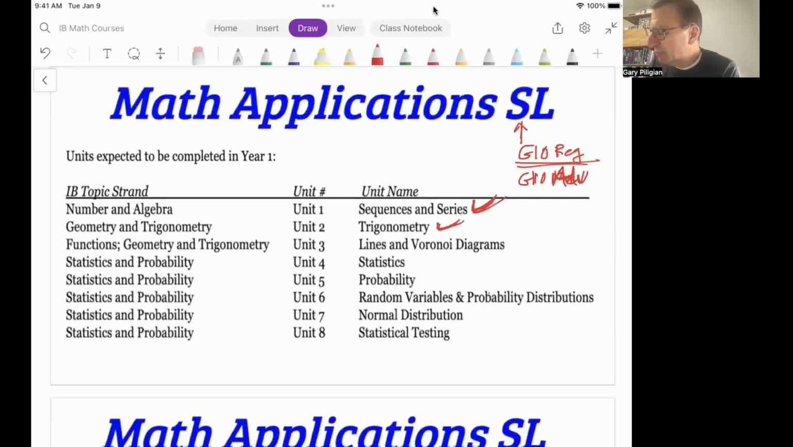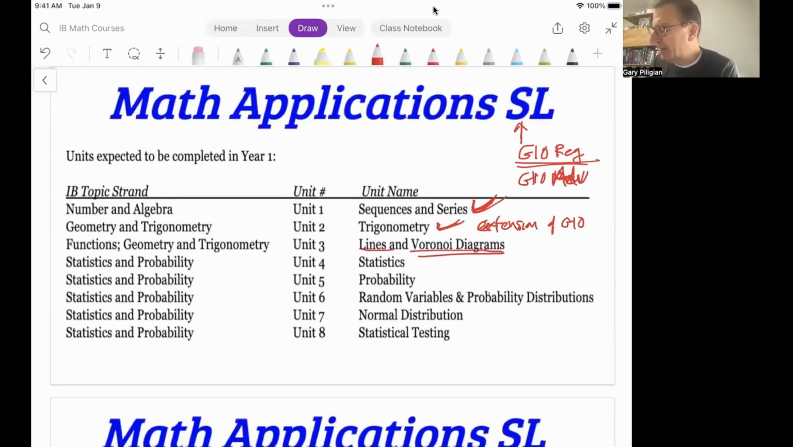Then there's going to be a pretty solid unit on trigonometry. That will be an extension of what you did in grade 10. Then you're going to have a unit on lines and Voronoi diagrams. Okay, the linear functions should be very comfortable for you from your grade 9 and grade 10 course.